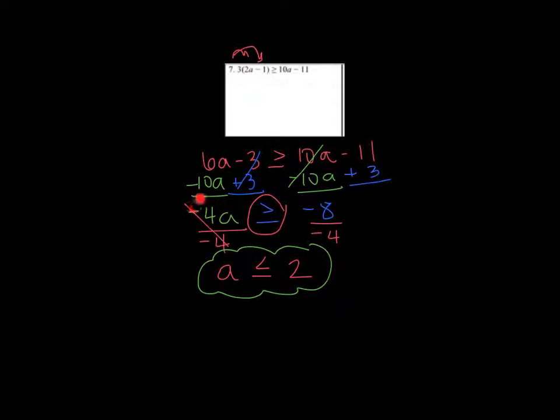Since my variables were on the left, I knew I had to move the negative 3 to the right. The opposite of subtraction is to add. Those cancel. Negative 11 plus 3 is negative 8. Now when I go to divide by negative 4, I circled my inequality because I know I have to reverse it. So negative 8 divided by negative 4 was positive 2. My inequality flipped to less than or equal to, so I have a is less than or equal to 2.